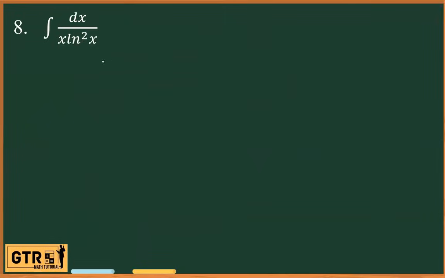So number 8. We have the integral of dx over x times ln squared x. So what will we let u be here? We will let u be the term with the exponent, which is ln x. Since we only have two formulas for now, u^n du and du over u, we will let u be the term with the exponent. So just simplify.